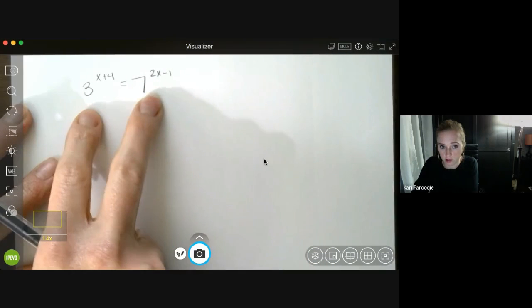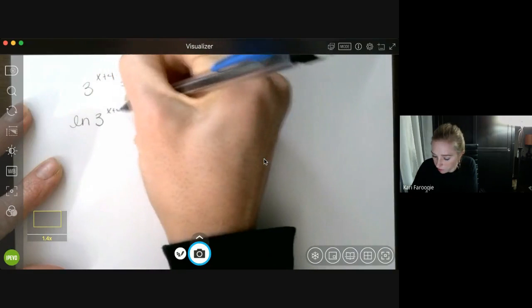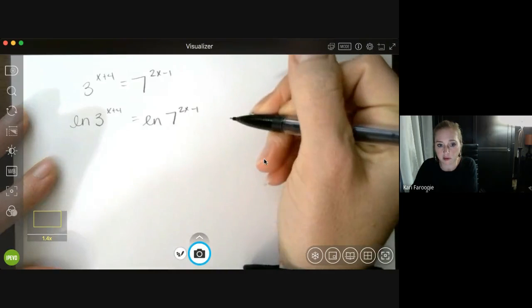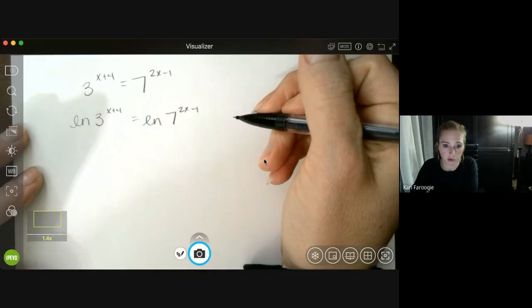there's no way you can write 7 with the base of 3, you're going to have to take a natural log on both sides. And remember, the reason you want to do this is because you want to get the variables out of the exponents. The only way you can do that is by taking a natural log on both sides.